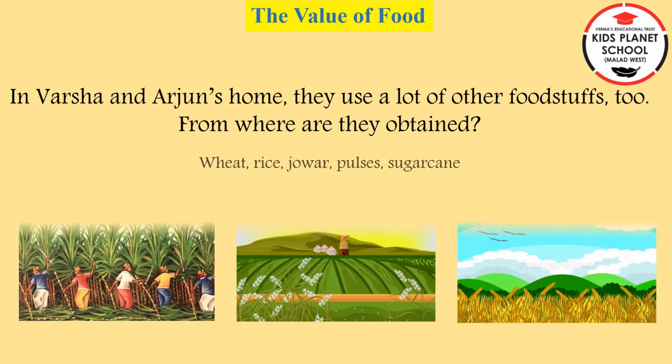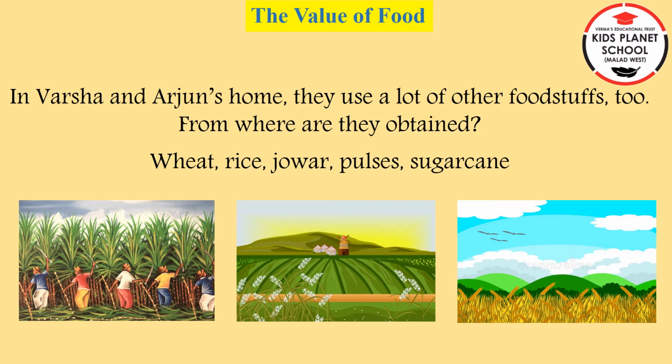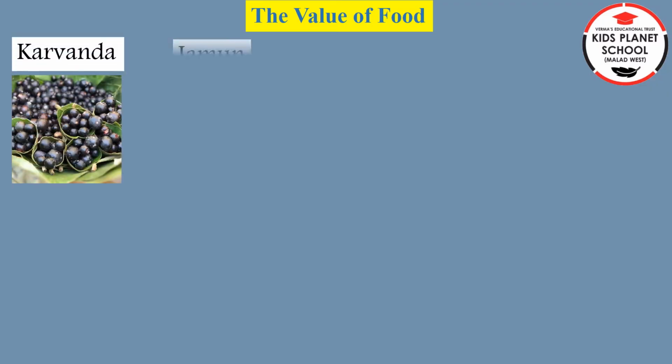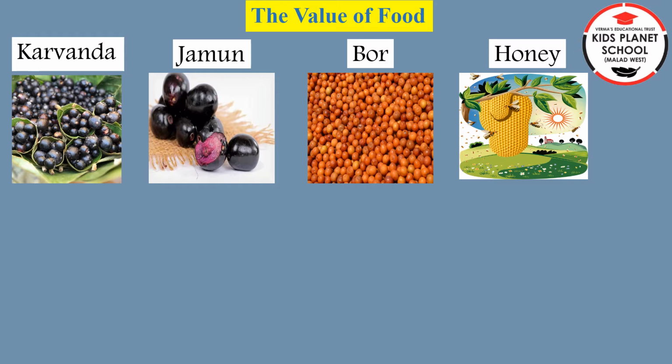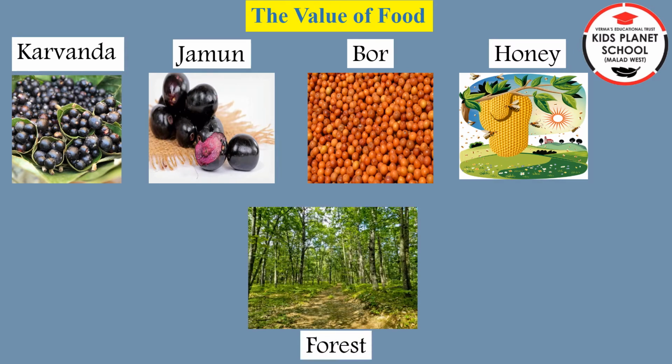For example, wheat, rice, jawar, pulses, sugarcane. Children, all these grow in the farm by the farmers. They are grown, cut, packed and sold. Karvanda, jamun, bor, honey. Children, we get all these mainly from the forest. There are people who go to the forest and gather all these and then sell them. There are also people who grow them in their garden or farm.